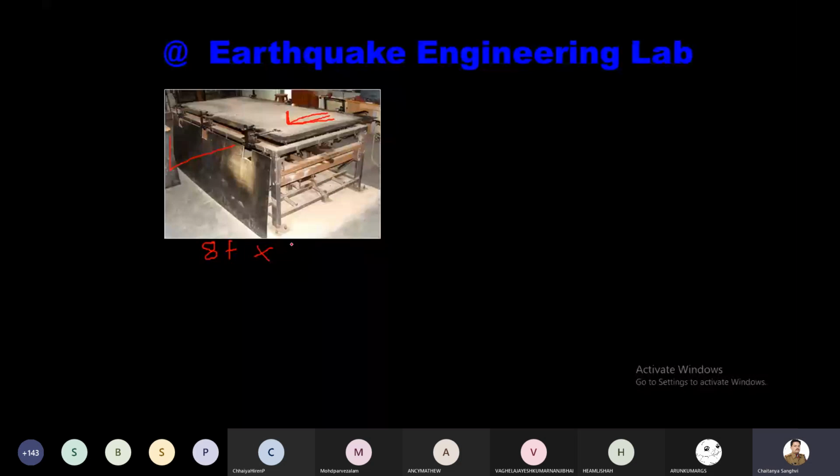This is a very big shake table, and we have given 10 marks to these students for preparing this shake table, right? 10 marks. So they have done a really good job. This is the first shake table we have developed at LD College without any financial support.